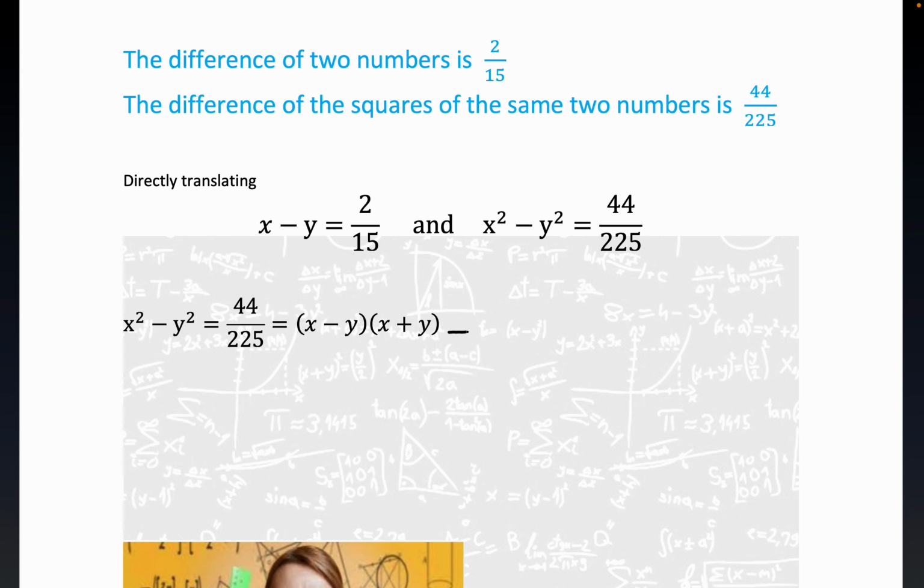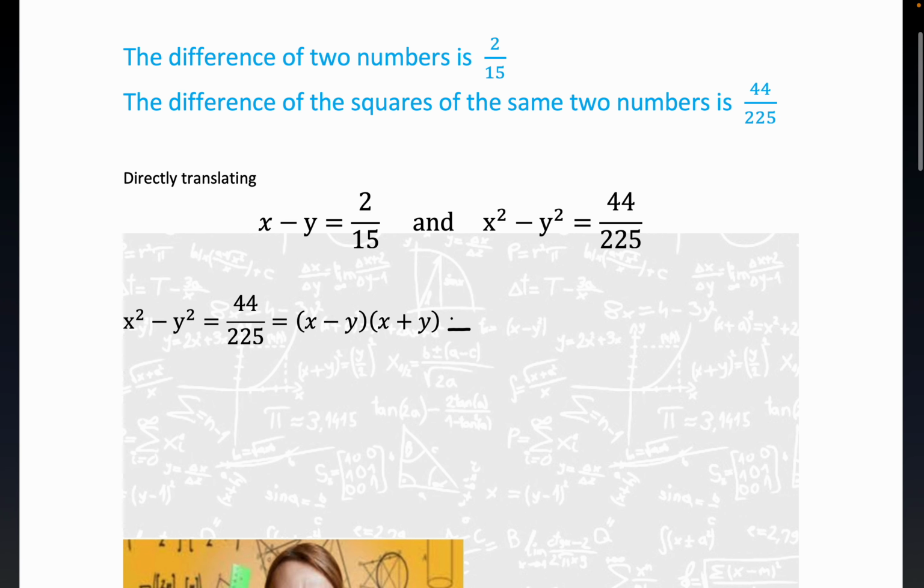Direct translation word problem here. Now, I've written everything down for you, the direct translation. And then this is the first new result right here. This is the first non-given. This is the difference of two squares formula.